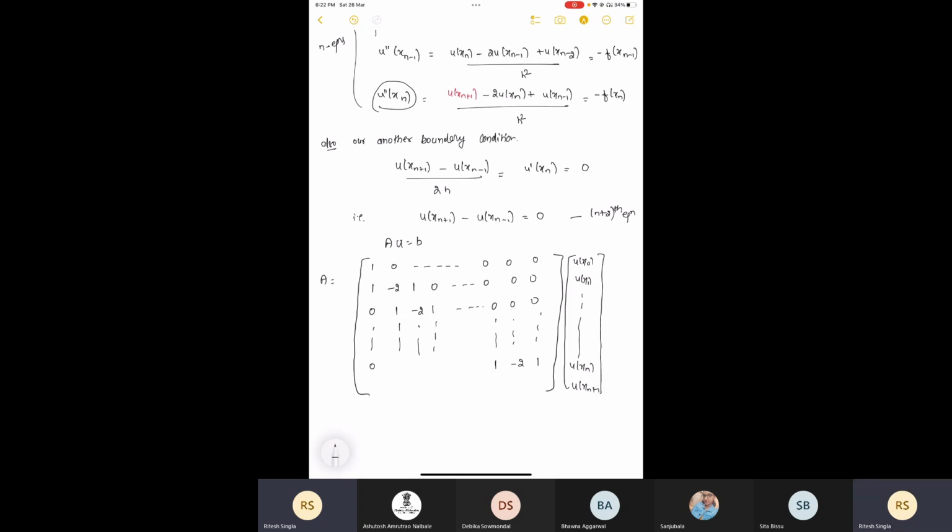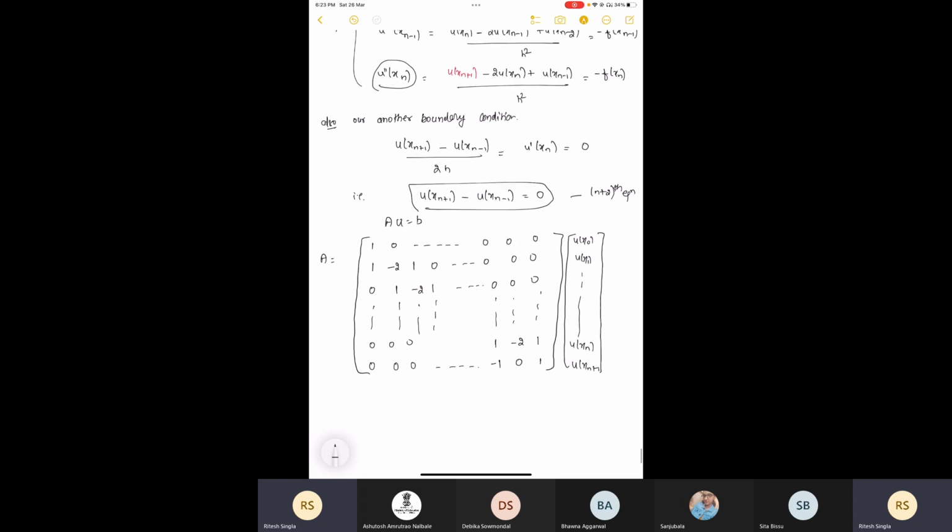And if you see, we also have to include this condition. So 0, 0, 0, and so on. For u of xn plus 1, we need 0. We need minus 1 here and 0 here. Is this matrix A fine?